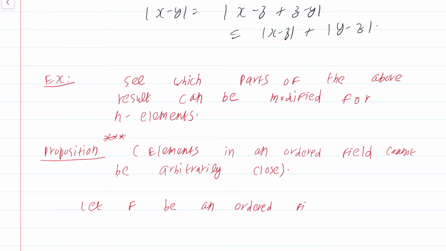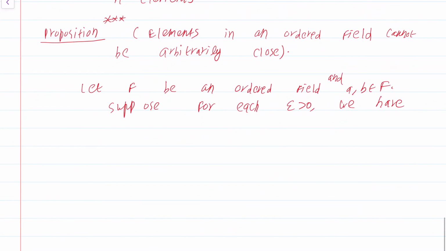A, B in F. Suppose for each epsilon greater than 0, we have modulus of A minus B less than epsilon, then A is equal to B.